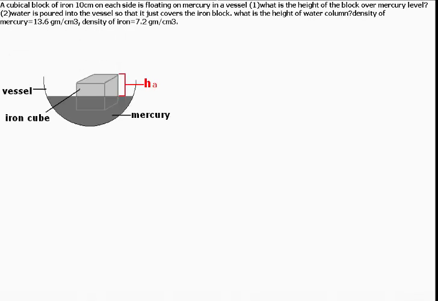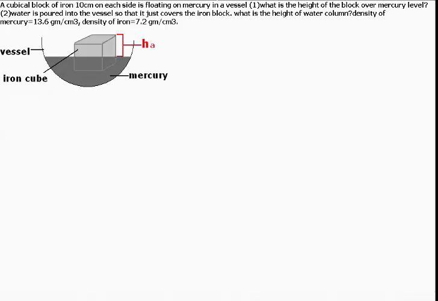So let's start by drawing out the vessel. Next, I'll draw the cubical block of iron that is floating on mercury in the vessel. So let's assume that this is a perfect cube and it is floating in mercury. Now we're interested in the height of the iron cube above the mercury level, so let's call that height HA.